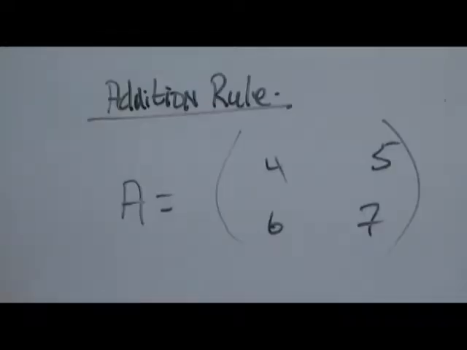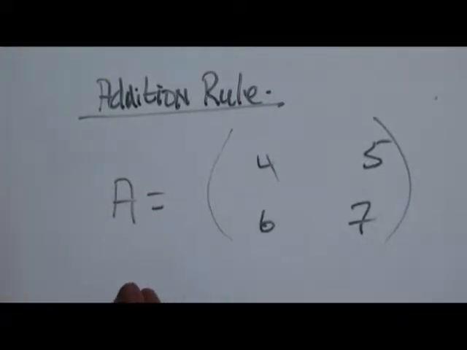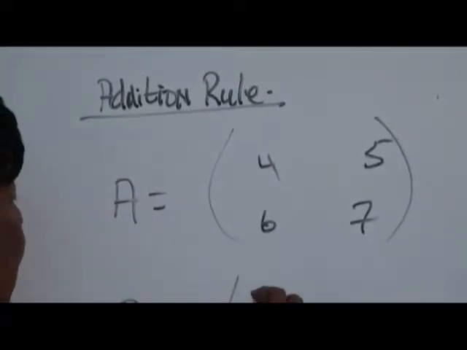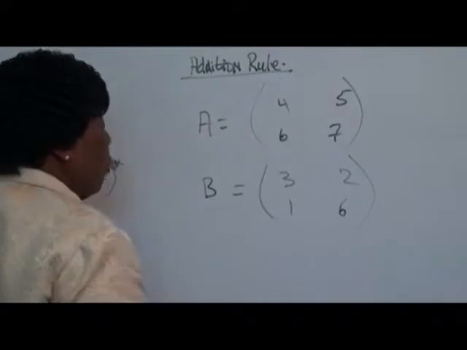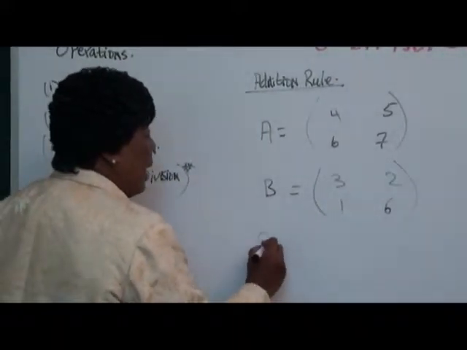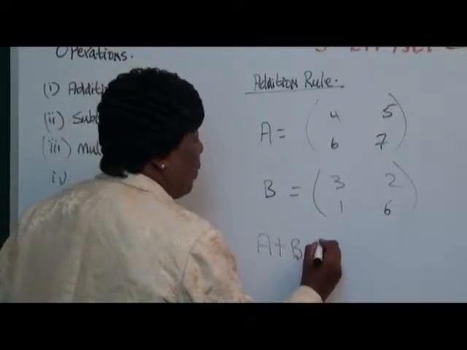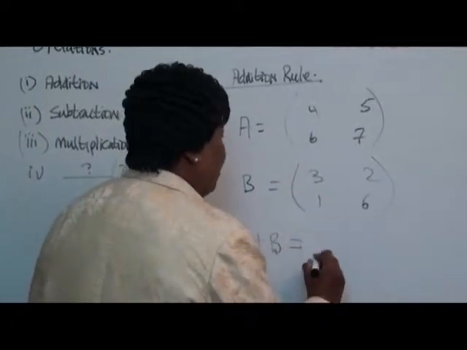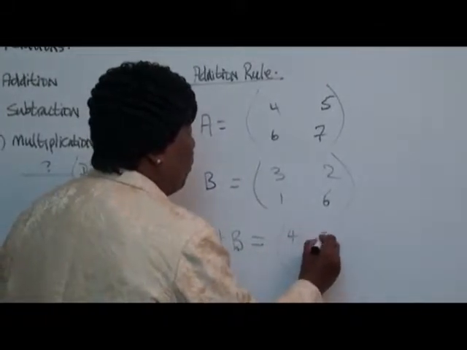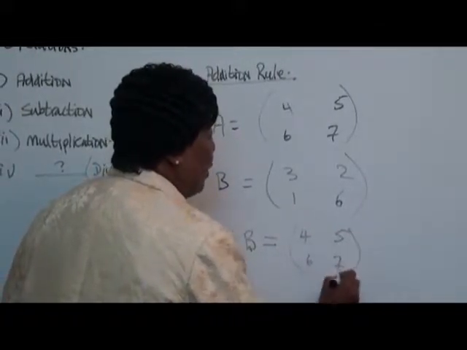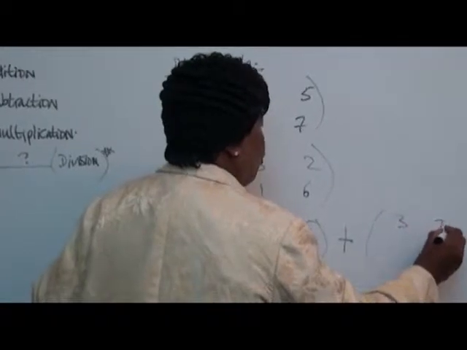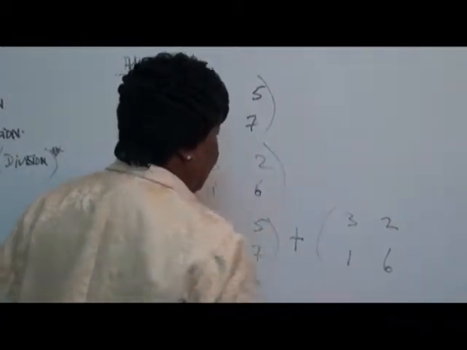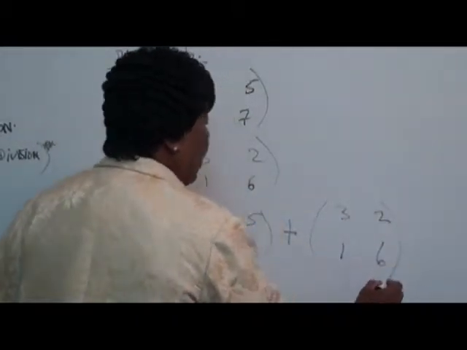So that is the rule for addition, and we have A equal to (4, 5, 6, 7) and B equal to (3, 2, 1, 6). If we want to find A plus B, that would be equal to the representative for A, which is (4, 5, 6, 7), plus, what is B? Right, it is (3, 2, 1, 6).